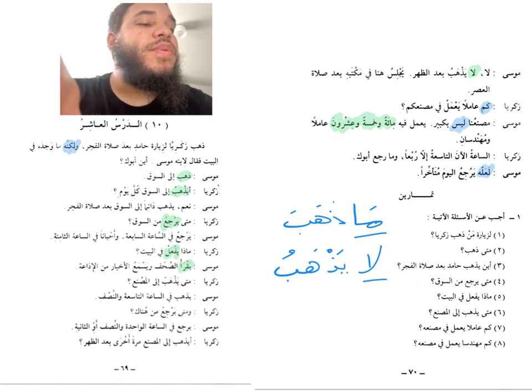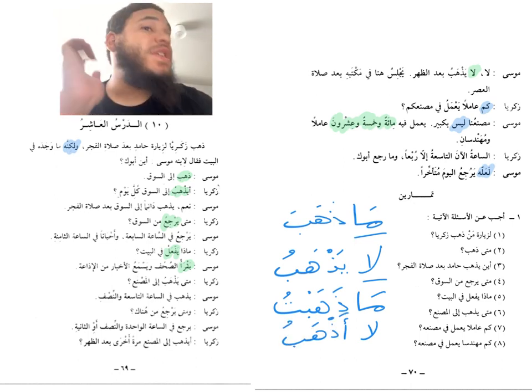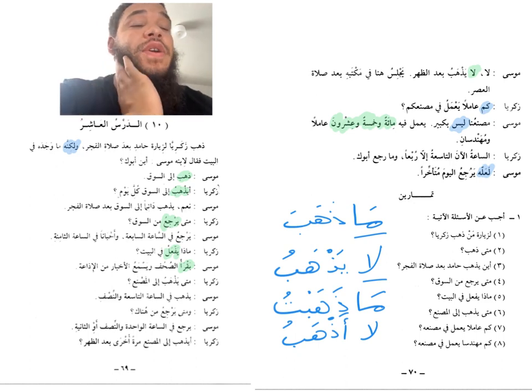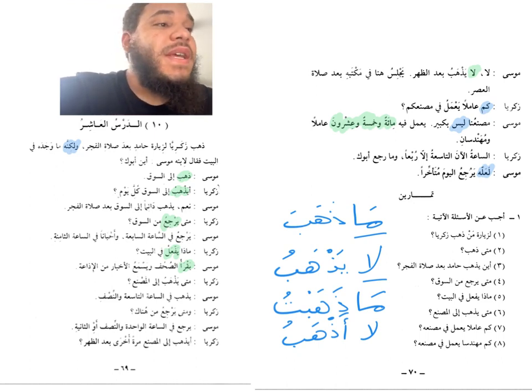So I would say, for example, ما ذهبت, I didn't go. ولا أذهب, and I'm not going. Like this. So this is the difference between la and ma when it comes to verbs. Ma is used to negate past tense verbs. La is used to negate present tense verbs. And we'll see similar things like this as we go along.